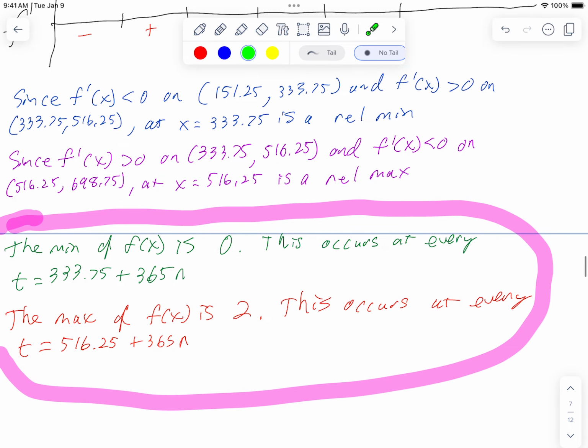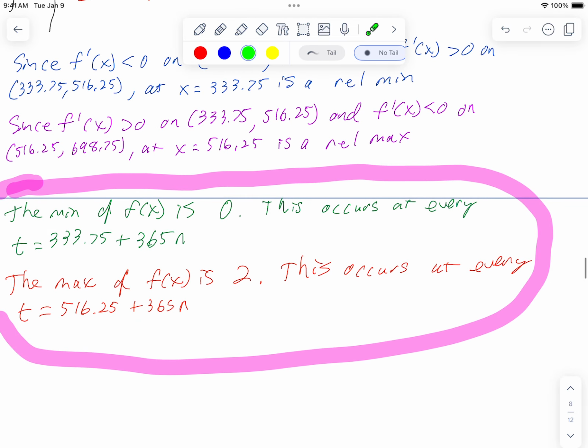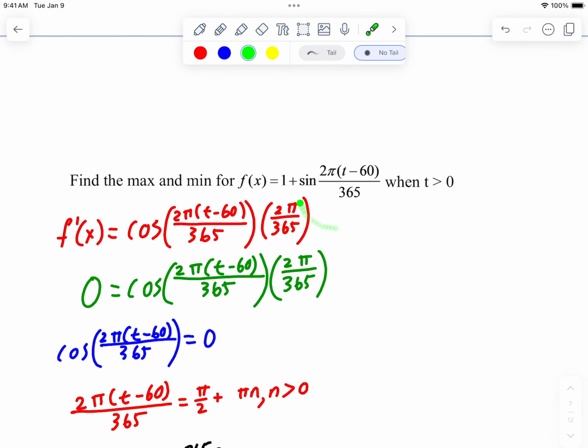Now, don't forget to actually answer the question, and the question was, what is the max and the min for that? The min is 0, the max is 2. I get that by plugging those values back in to the original equation.